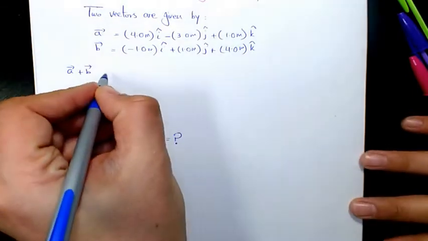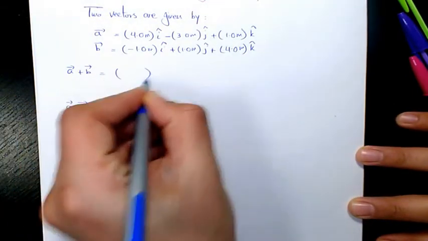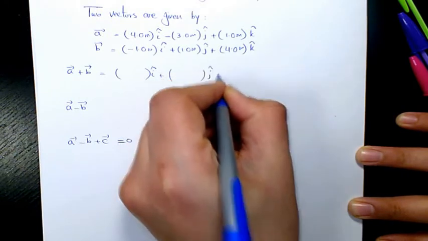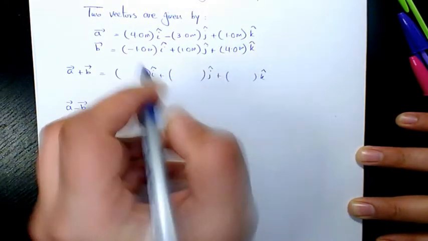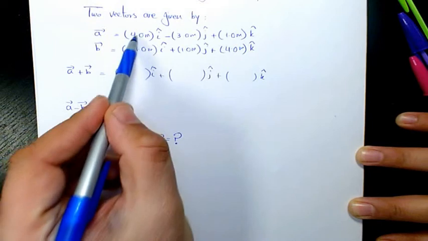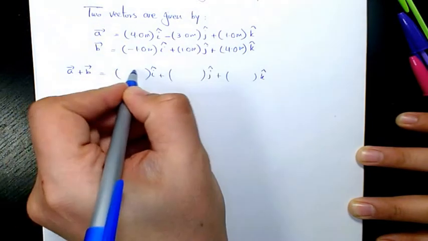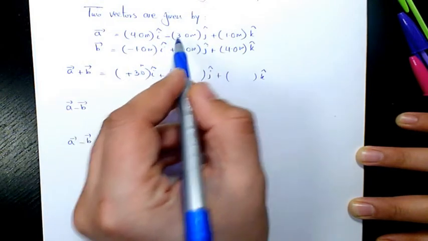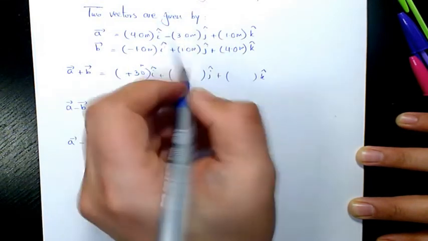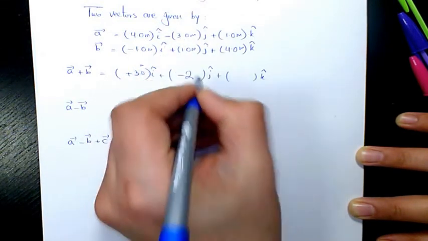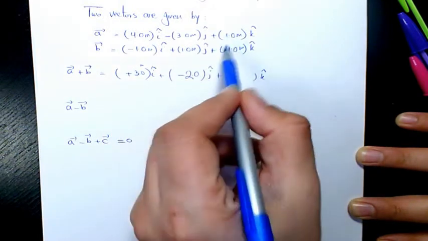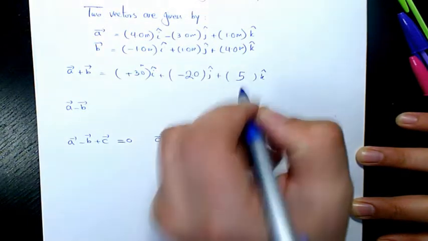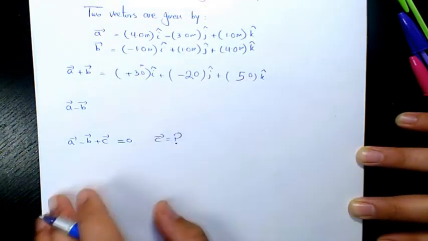So for the first one, that's i, here we have j, and here we have k. When we add these two, 4 minus 1 is going to be positive 3i. J is going to be negative 3 plus 1, which is negative 2j. And k is going to be 1 and 4, which is going to be 5k.